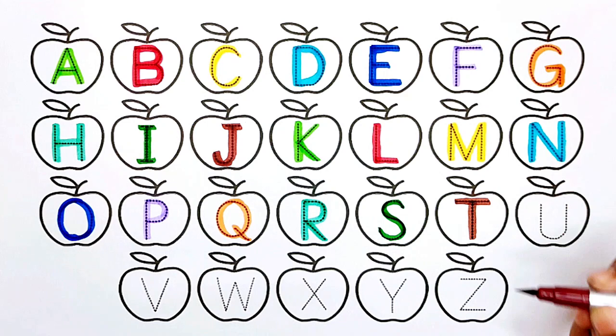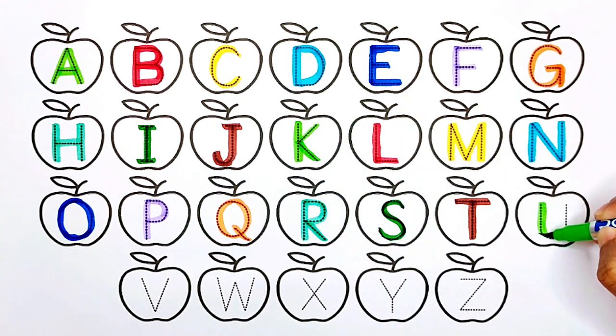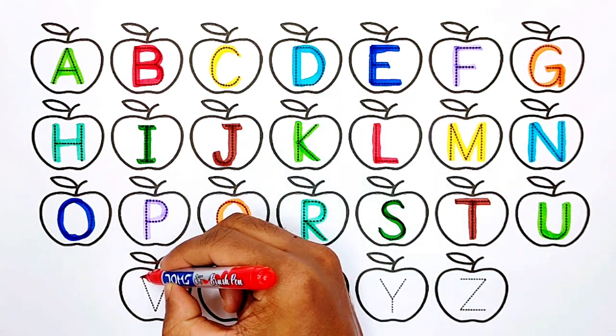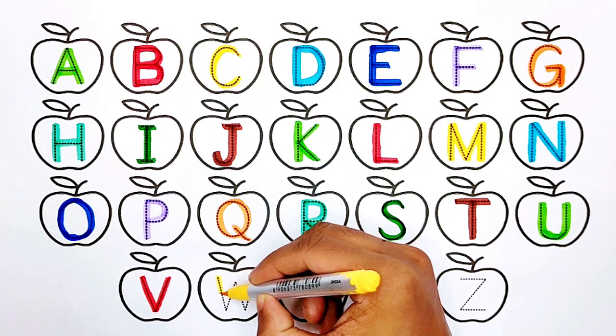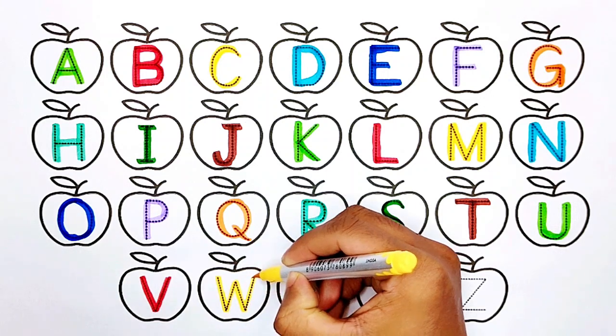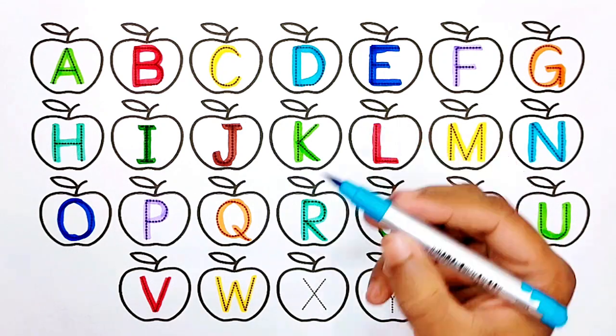T for teddy bear. Light green color. U for umbrella. Red color. V for vest. Yellow color. W for watermelon. Sky blue color.